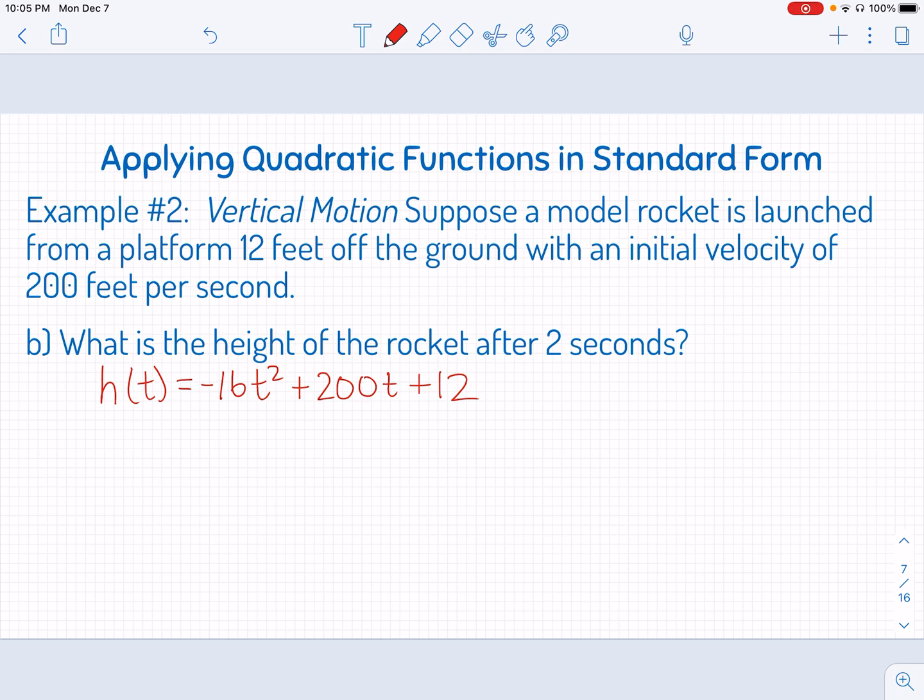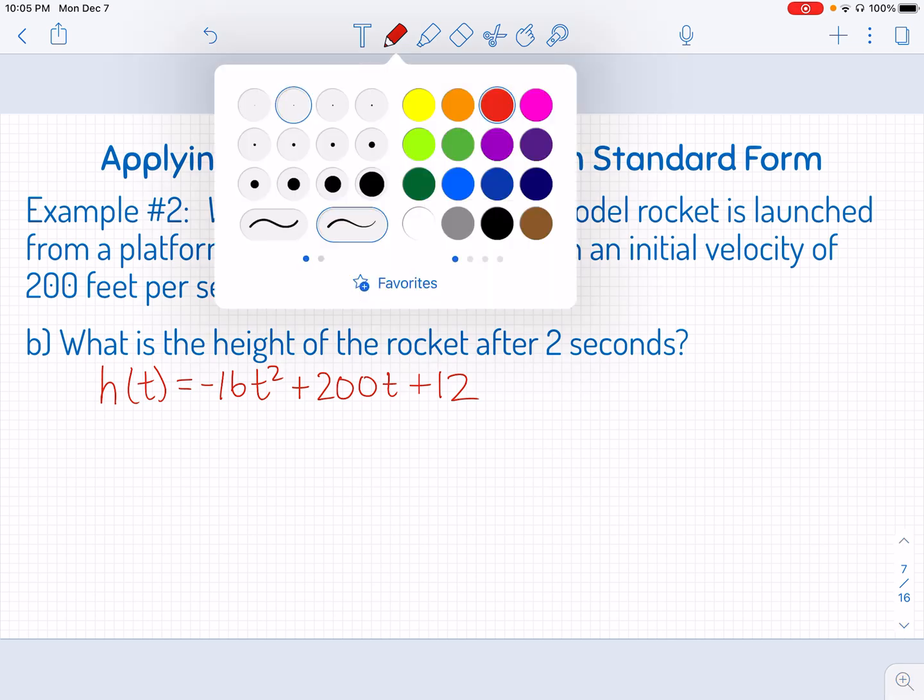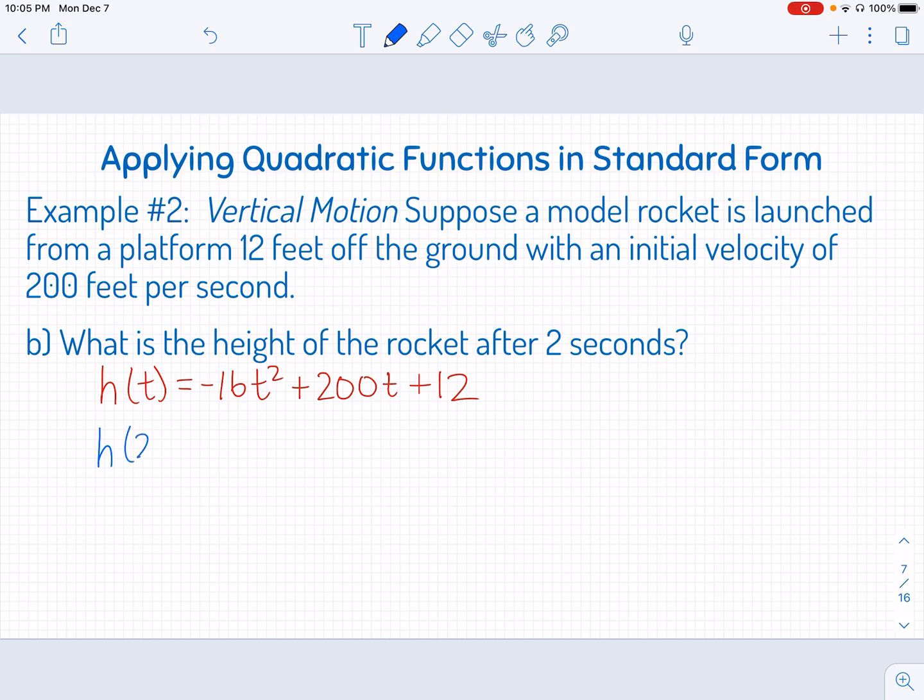And in part B, it says, what is the height of the rocket after 2 seconds? So I'm just going to plug 2 in for t. And I'm going to type it all in my calculator exactly as I see it. Negative 16, parentheses 2 to the second, plus 200 times 2, plus 12. And I get a nice clean 348 feet. You know, it seems high, but you're starting at 12 feet, and your initial velocity is 200 feet per second. So it's going to get pretty high pretty quickly.